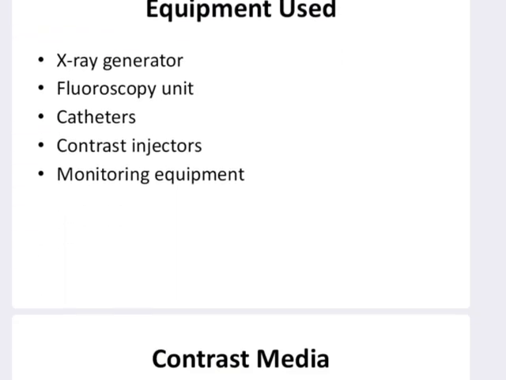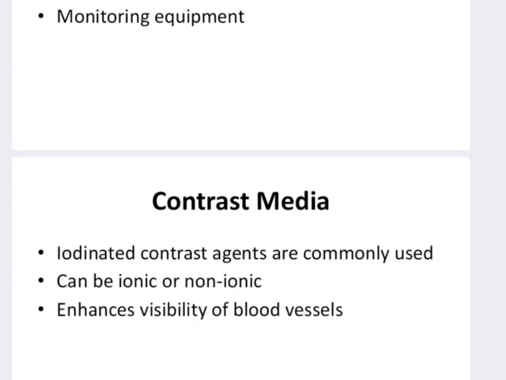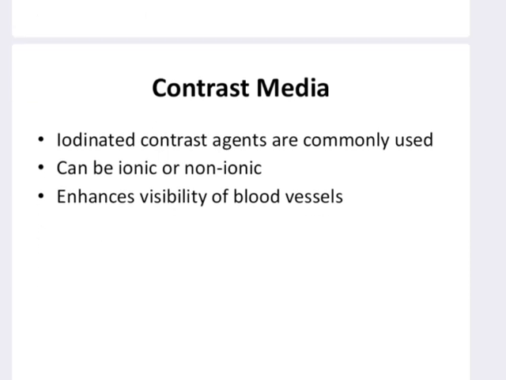So next is about the equipment. Usually we use equipment which consists of an X-ray generator, fluoroscopic unit, catheters, contrast injectors and also monitoring equipment. The contrast media we use are commonly iodinated contrast agents, which can be ionic or non-ionic. The use of this contrast media is to enhance the visibility of the blood vessels so that we can identify whether there is a blockage or not.